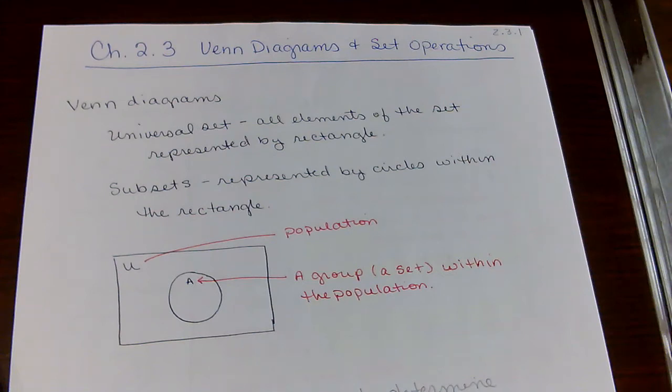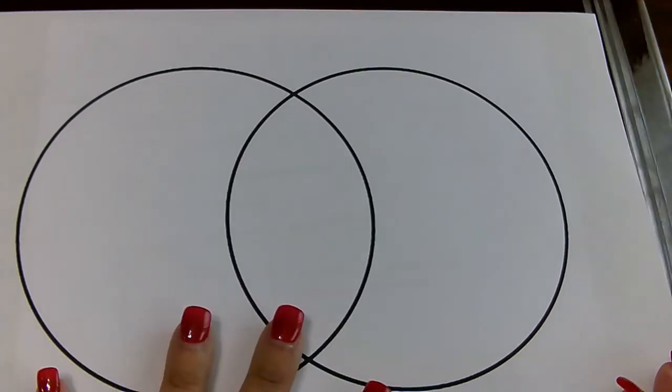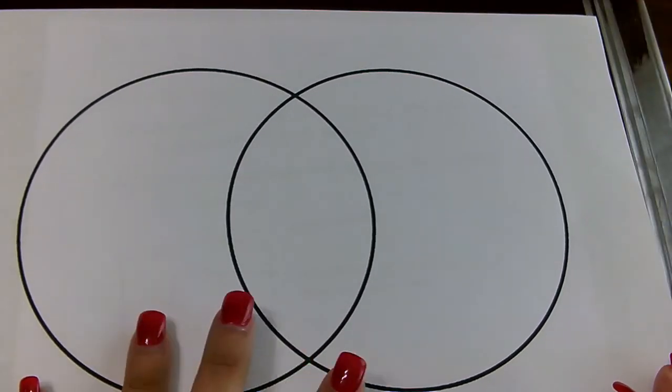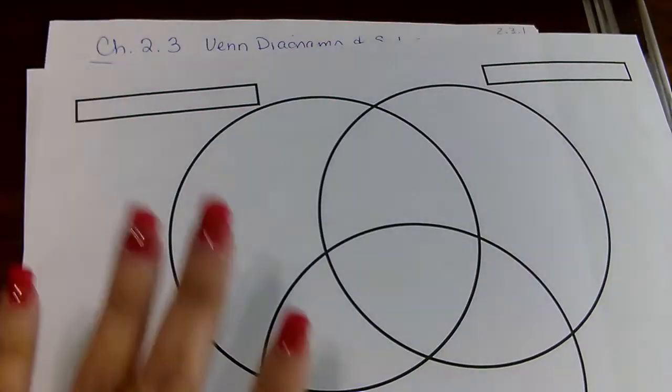Okay, in this video we're going to be covering Chapter 2, Section 3. This will be Venn diagrams and set operations. One of the things that you'll find under the Unit 1 tab is going to be some Venn diagrams. You should probably print out a copy of the one with the 2 circles and one with the 3 circles.